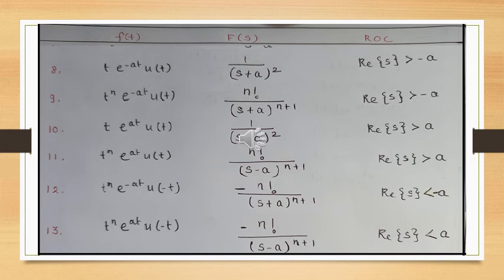Ninth equation is t raised to n e raised to minus at u of t. As we know, e raised to minus at u of t is giving us a Laplace transform 1 divided by s plus a. Since t raised to n term is there, we are writing it as n factorial divided by s plus a raised to n plus 1.